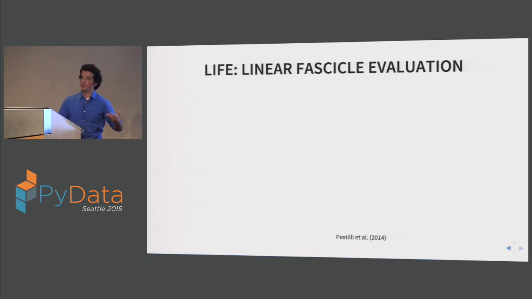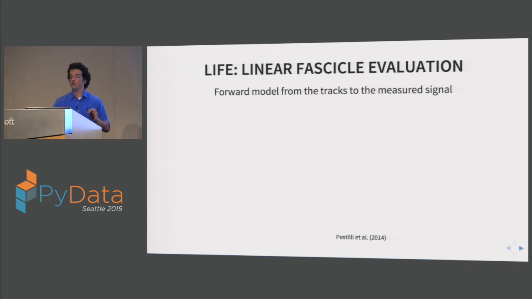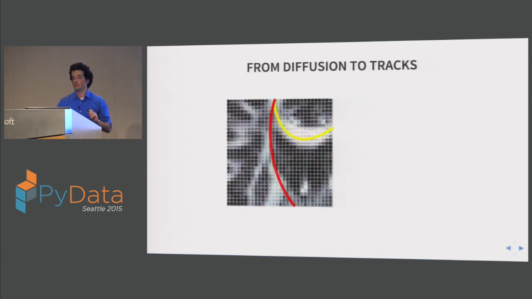To be able to evaluate these fascicle models, Franco Pestilli and others in Brian Wandell's lab, when I was a postdoc there, we developed this method called linear fascicle evaluation. The idea is that you build a forward model from the tracks to the measured signal. Here's the idea. Let's say that we've estimated one streamline over here, and then another streamline over here, and we want to validate these streamlines against the data.